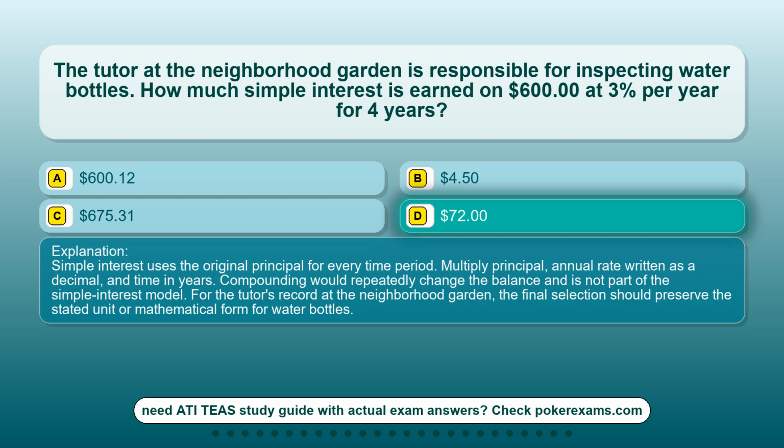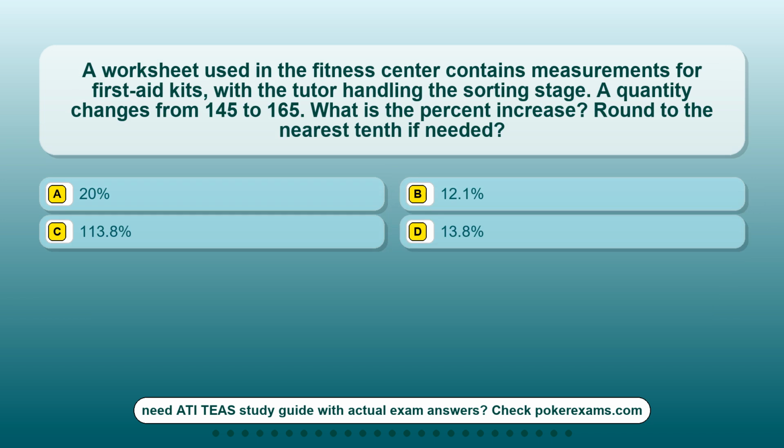Simple interest uses the original principal for every time period. Multiply principal, annual rate written as a decimal, and time in years. Compounding would repeatedly change the balance and is not part of the simple-interest model. For the tutor's record at the neighborhood garden, the final selection should preserve the stated unit or mathematical form for water bottles.